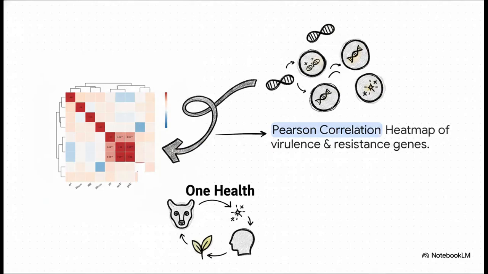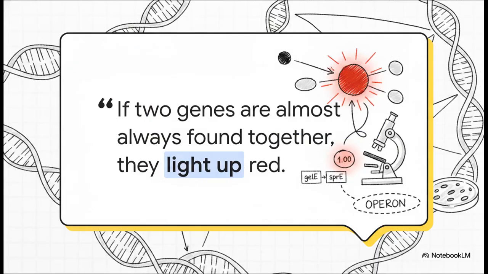Now, check out this Pearson correlation heat map. Instead of just looking at how often genes show up overall, this shows us which genes actually travel together inside the very same bacteria. I love how the poster presenter described this. It's literally a guilt by association map for genes. If 2 genes are always hanging out together, their intersection lights up deep red.